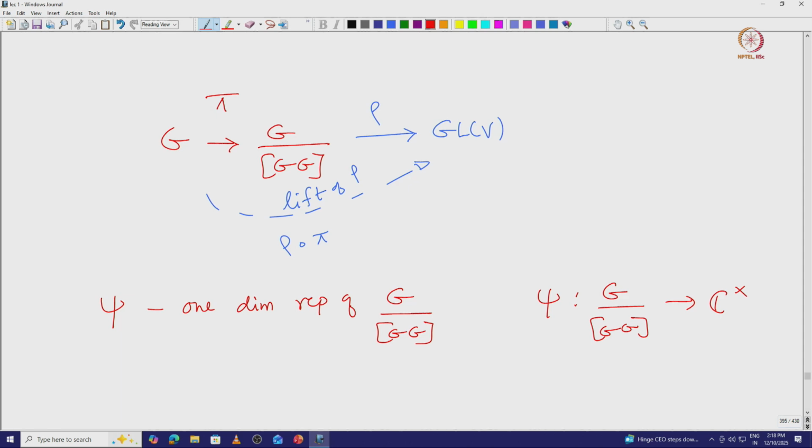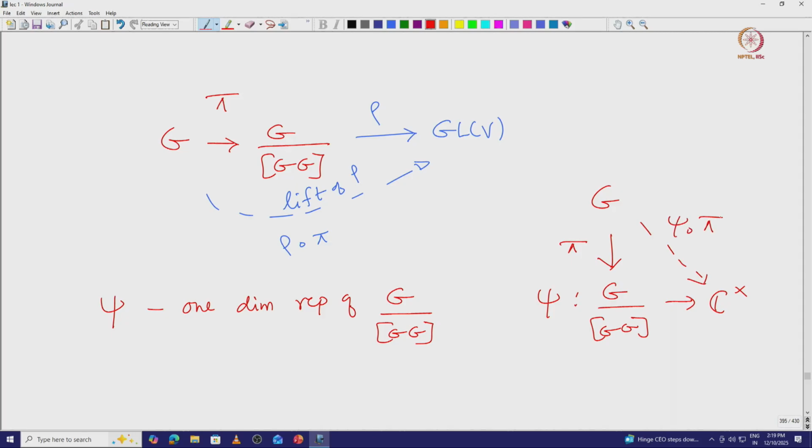Now what we can do, we can actually use this pi, which is a map that is actually given here. This is the map pi, which is the natural quotient map from G to G modulo bracket GG. Now we can just pull back this xi using pi. Then we get a map here, which is exactly xi composition pi.